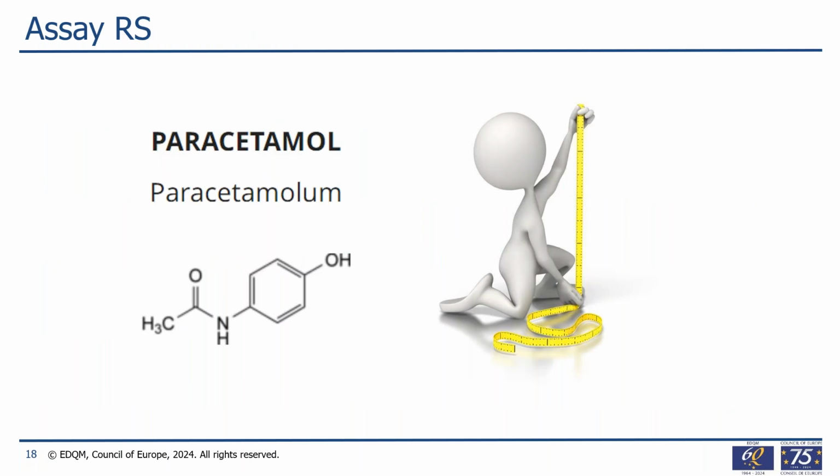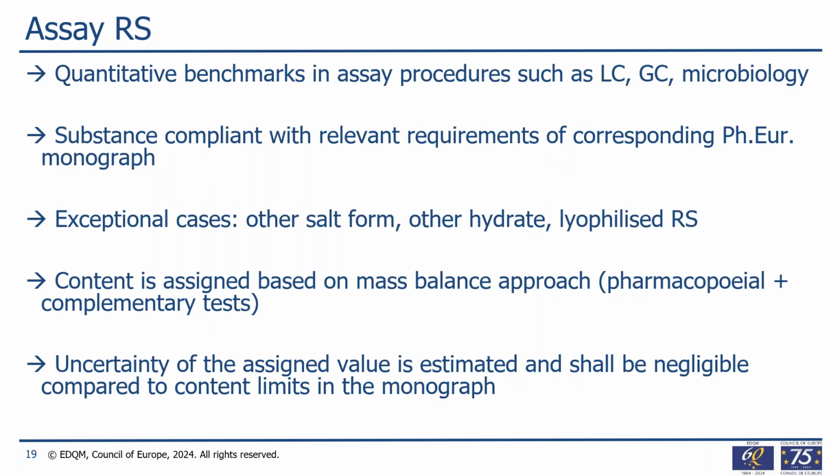Then we move over to the second category, the substances subject of a monograph but with quantitative properties, simply called assay reference standards. They are used as quantitative benchmarks in assay procedures, mostly LC, but they can also be used in GC or even in microbiological assays. In general, we use substances which are compliant with the relevant requirements of the corresponding monograph, but this is not always the case. For instance, we might use another salt form if it's more stable or more pure.